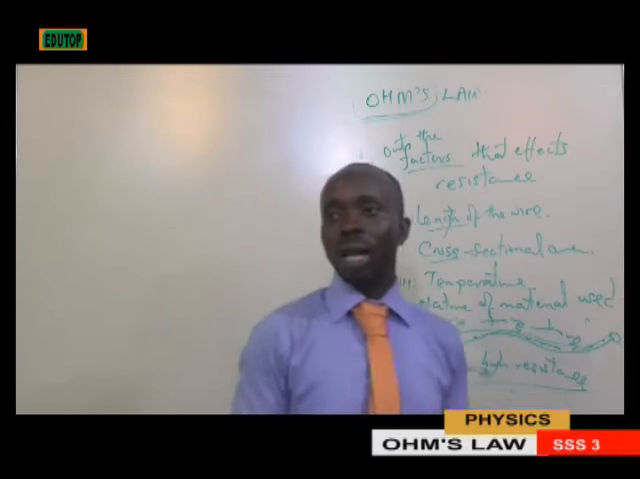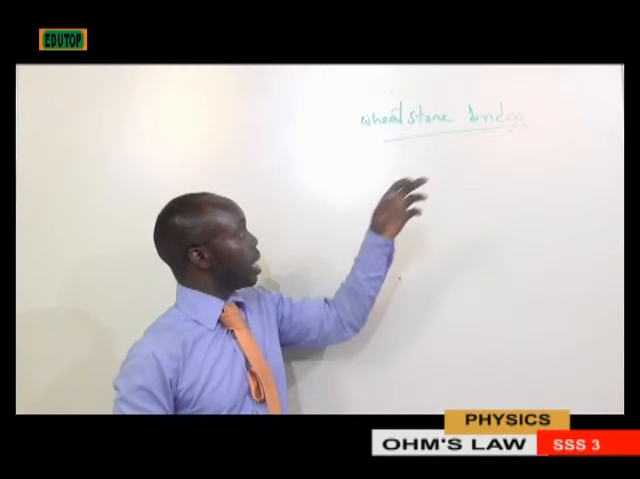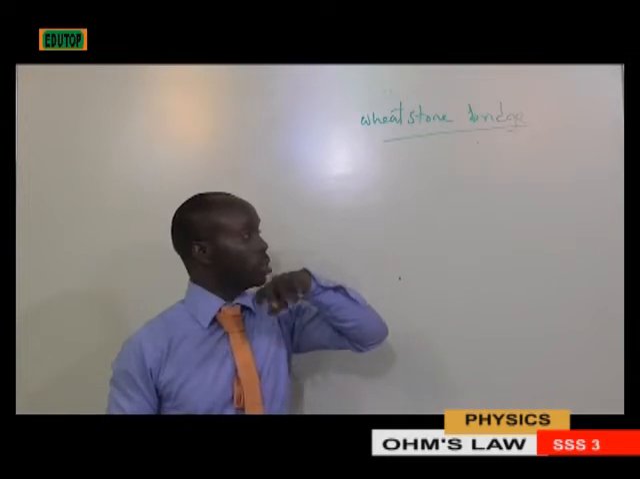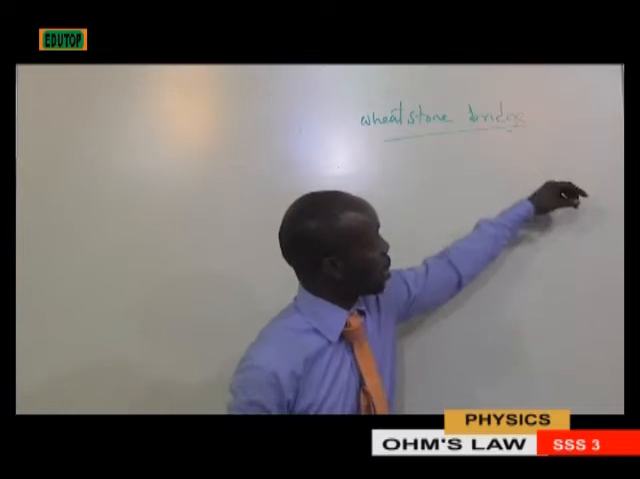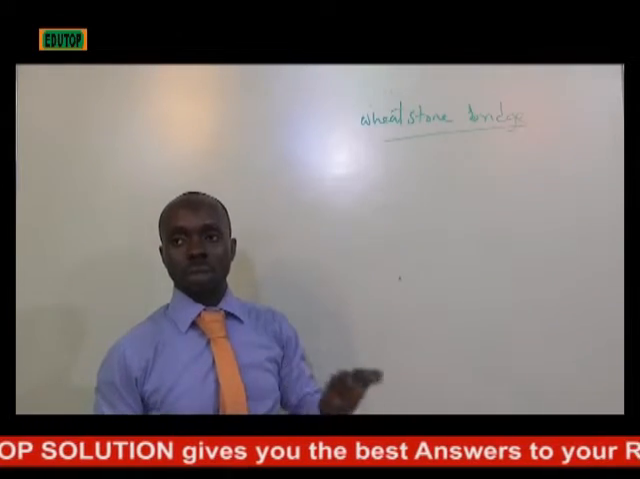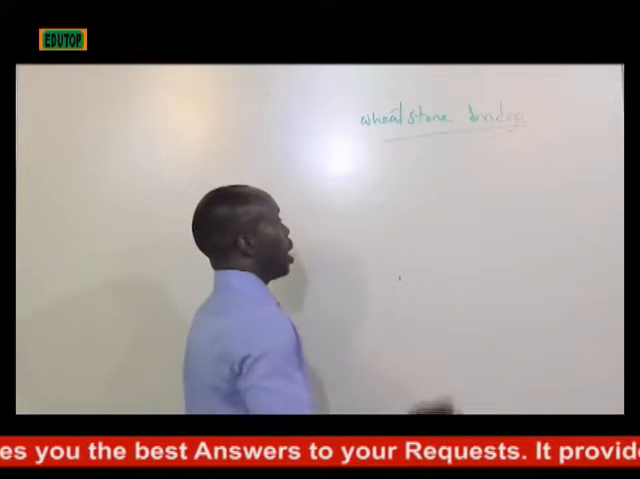Now let's go to another beautiful one. That's what we call the Wheatstone bridge. Now we are going to be looking at what a Wheatstone bridge means. Under a Wheatstone bridge, you have a circuit design which gives an accurate method for measuring resistance. It's not that you can't measure resistance with other measuring instruments, but if you use your Wheatstone bridge, most times the results are always accurate.